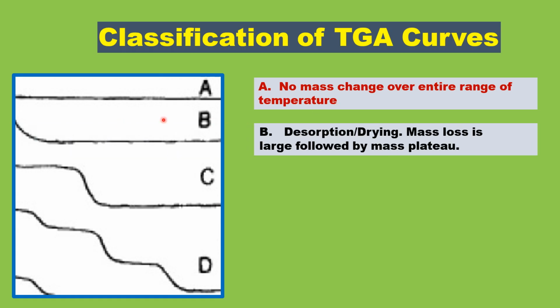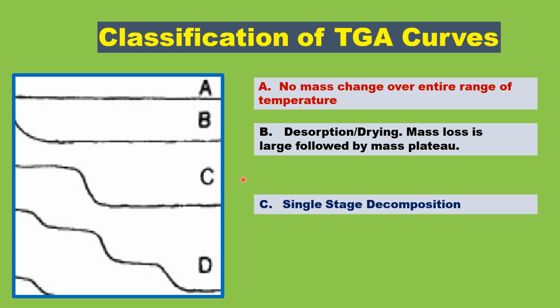Let us take the TGA curve B. This is the second type of curve. In this case, there is desorption or drying of the sample. Mass loss is largely due to desorption or water removal due to drying, followed by a plateau where there is no change in mass. So this type of curve is obtained due to drying or desorption of the gas adsorbed on the sample.